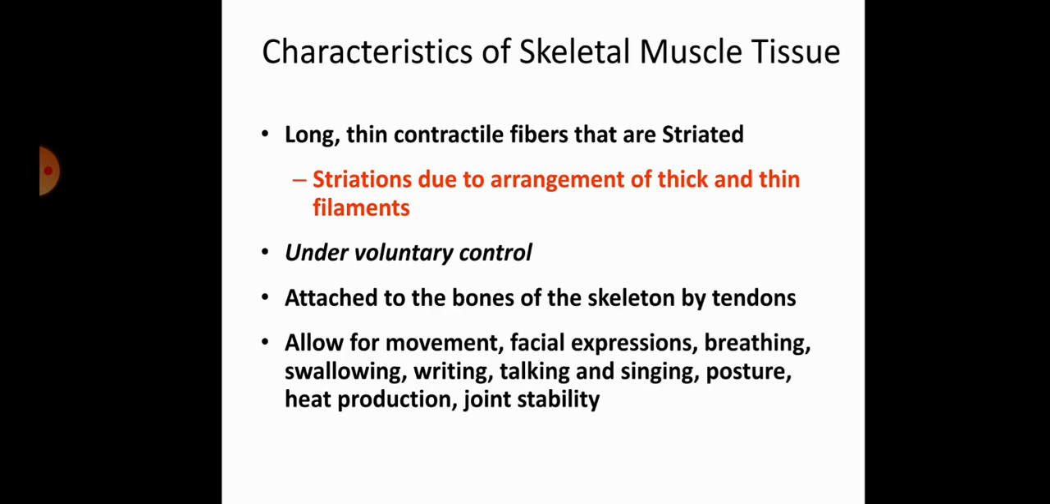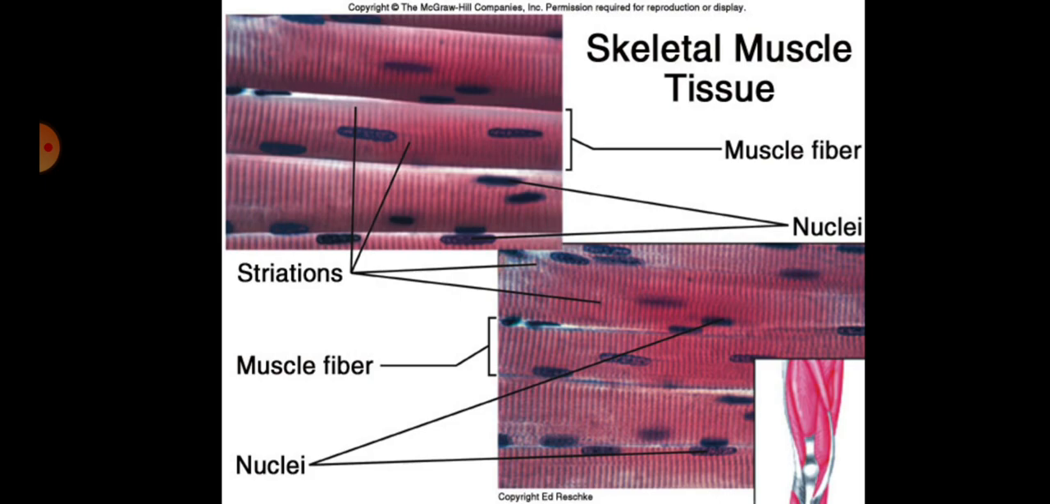Skeletal muscles have long, thin, contractile fibers that are striated. Striations are there due to the arrangement of thick and thin filaments. This is under voluntary control. These are attached to the bones of the skeleton by tendons. They allow movement, facial expression, breathing, swallowing, writing, talking, singing, posture, heat production, joint stability.